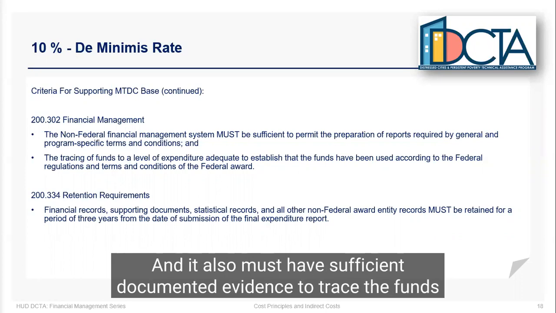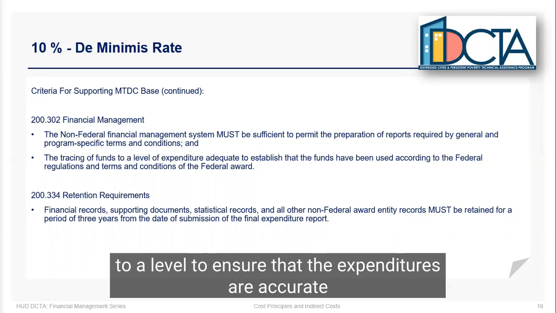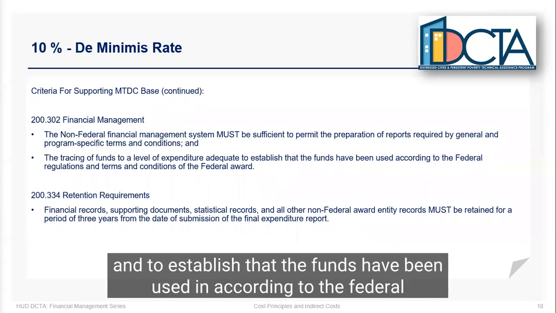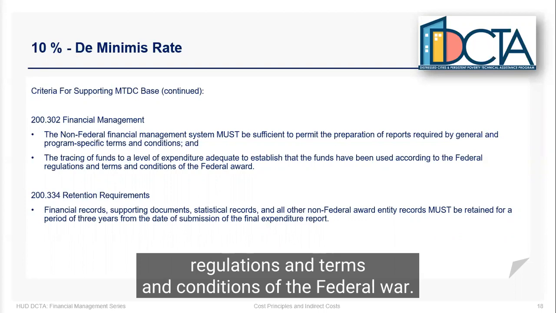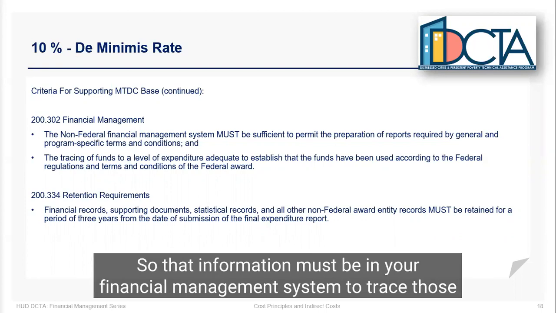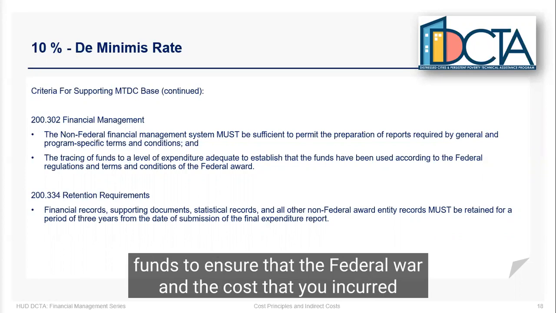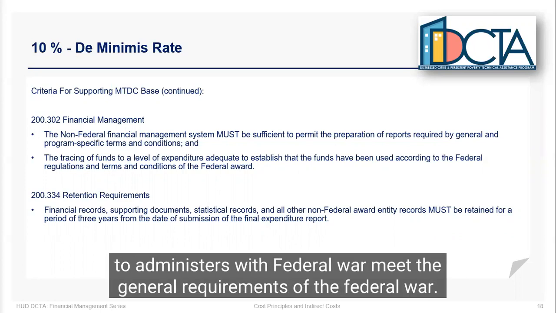And it also must have sufficient documented evidence to trace the funds to a level to ensure that the expenditures are adequate and to establish that the funds have been used in accordance to the federal regulations and terms and conditions of the federal award. So that information must be in your financial management system to trace those funds to ensure that the federal award and the cost that you incur to administer those federal award met the general requirements of the federal awards.